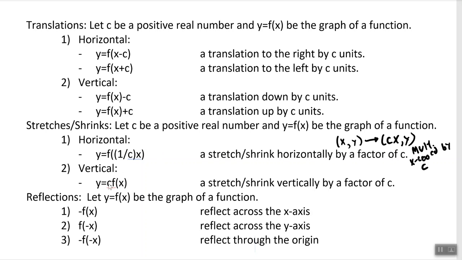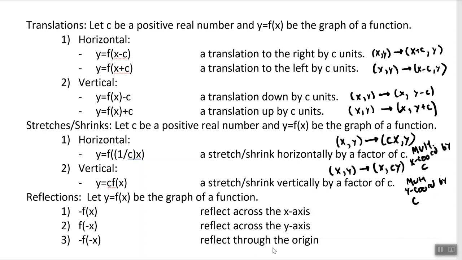Vertical stretches deal with when that c is out in front of our function and not inside, and that's going to be a stretch or shrink vertically by a factor of c. And again, this time instead of changing the x coordinate, since it's vertical, we're going to be changing the y coordinate. So we want to multiply the y coordinate by c. So if (x, y) is a point on your function, then it is going to move to (x, cy). And you could do a similar notation up here as well.